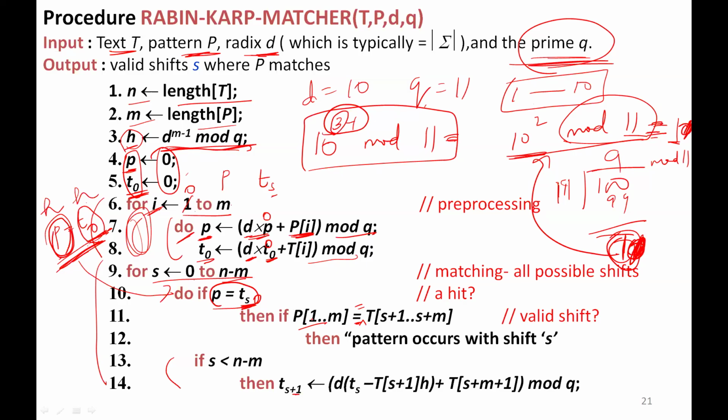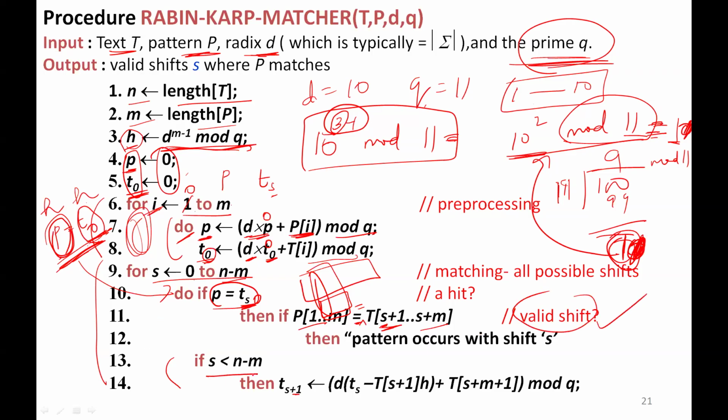So P[1..m] and T, whatever is the shift you got. Here we had a shift of only 0 because we did not shift anything. We're checking the first set. This is the text. This is the pattern. We're checking the first set of characters, right? There was no shift involved. So S plus 1 till S plus m, with or without a shift. Are the characters equal in both sets of strings? If so, then we found a valid shift and we found a match.